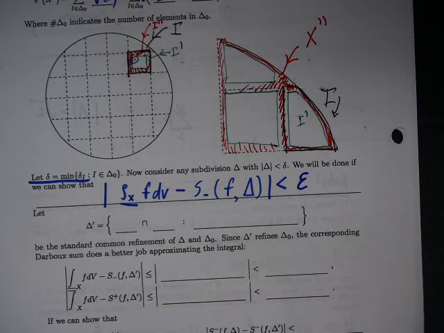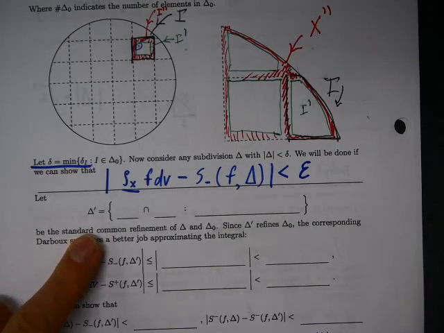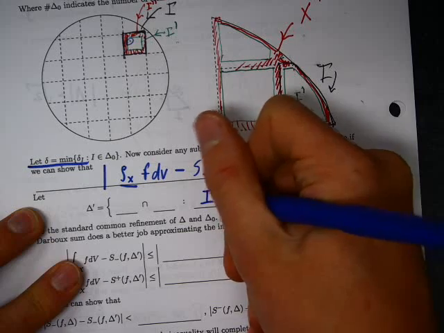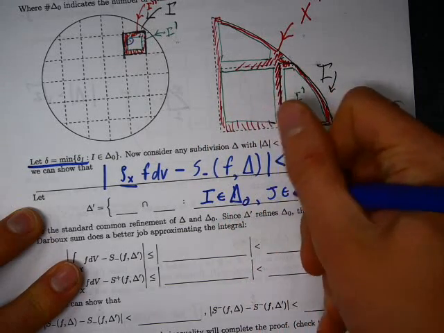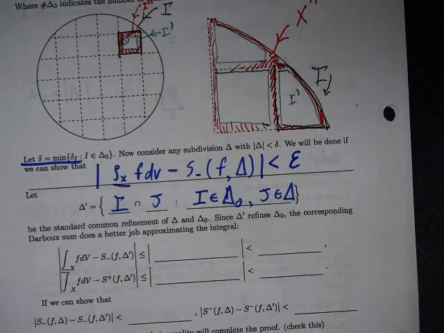So let's take delta prime to be the set of all things, I'll index it by an i in delta 0 and a j in delta. It's things that look like i intersect j.